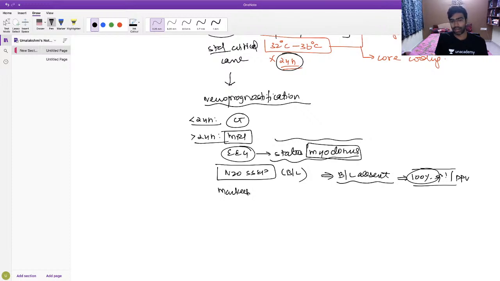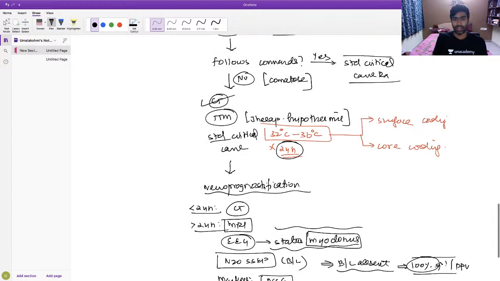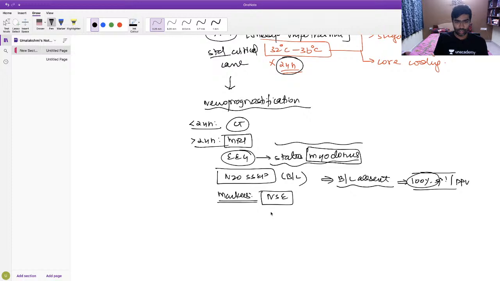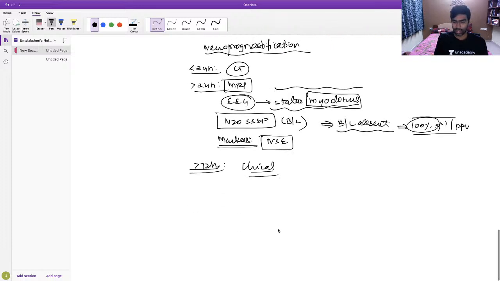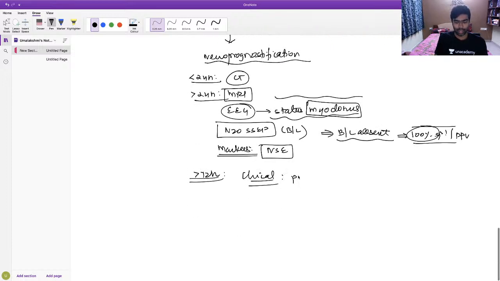These are blood markers of neurological damage. There have been a lot of markers like chromogranin, but there is one marker that is extremely useful and at the same time has a high level of specificity, which is neuron specific enolase. That's called NSE. It has a very high level of specificity as far as neuroprognostication is concerned. Once you have crossed the 72 hours mark, you can use clinical indicators of neurological recovery. For example, I can assess the pupillary response in the form of light reflex, and I can assess the corneal reflex.